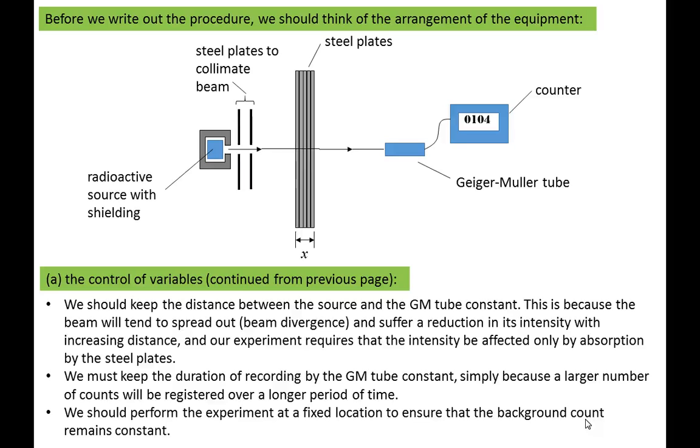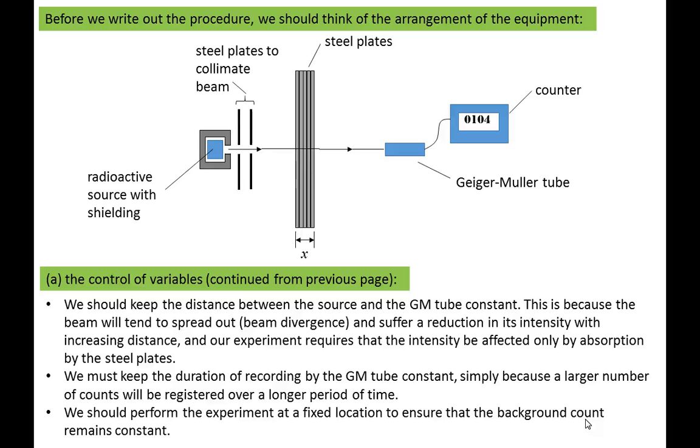You can keep the distance between the source and the detector constant, because the radiation will tend to spread out like a torchlight. If you hold the torchlight far away, the intensity is not so high. But if you hold the torchlight near to your eye, the intensity is very high. So the radiation will spread out.